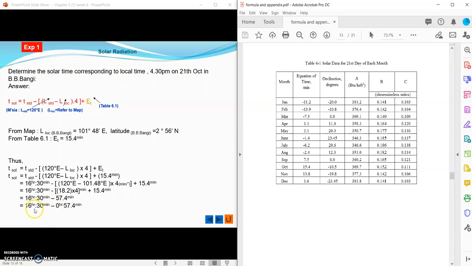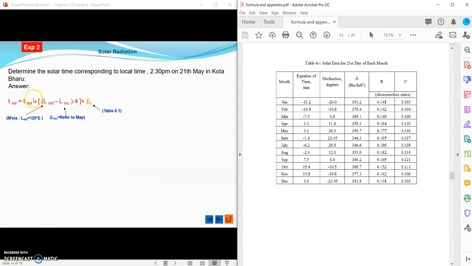Then you get 16 hours 30 minutes minus 57.4 minutes, and you get the answer 15 hours and 32.6 minutes. Alright, next one, example 2. Determine the solar time corresponding to the local time. Also to find the solar time, the local time is 14:30 on 21st of May in Kota Bharu.